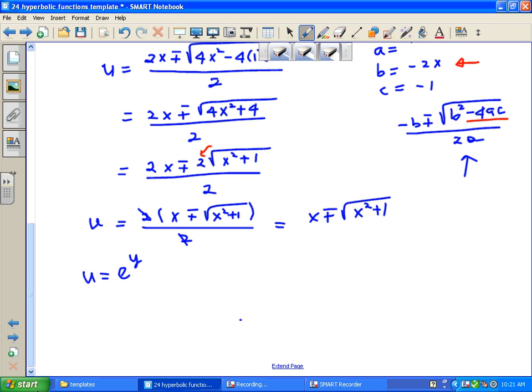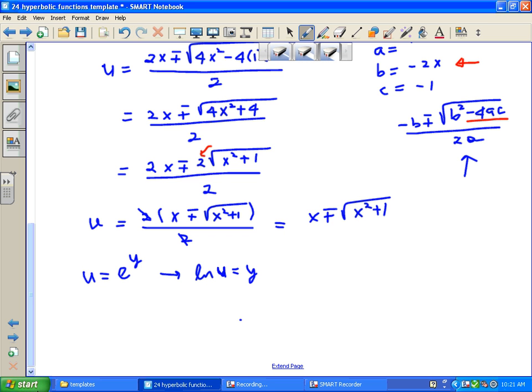What do you think y would be? If u is e to the y, what is y then? Forget about the previous line right now. Just look at the simple equation. If u is e to the y, then what is y? Exactly, natural log of u. If you apply natural log to both sides, you get ln u is equal to y.